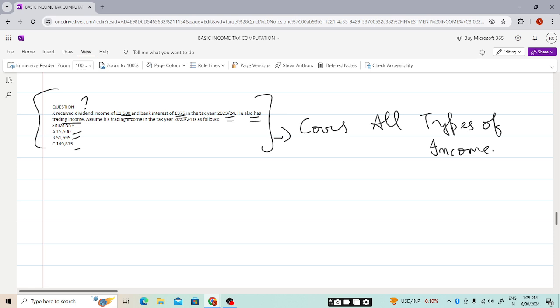So we will be doing this. Here the dividend income is fixed at 1,500, and the bank interest is fixed.